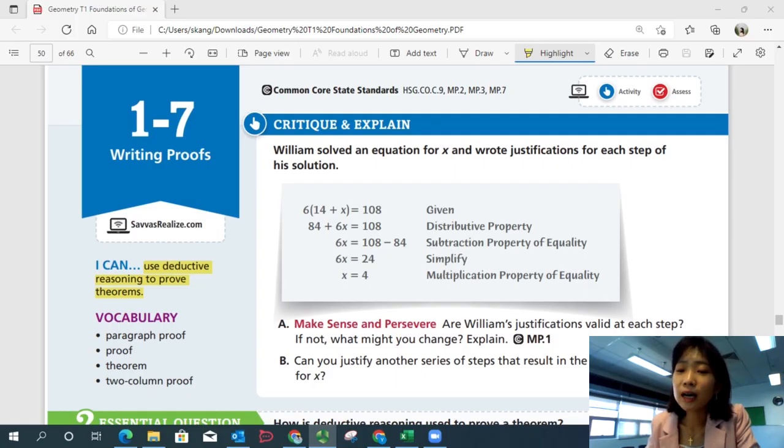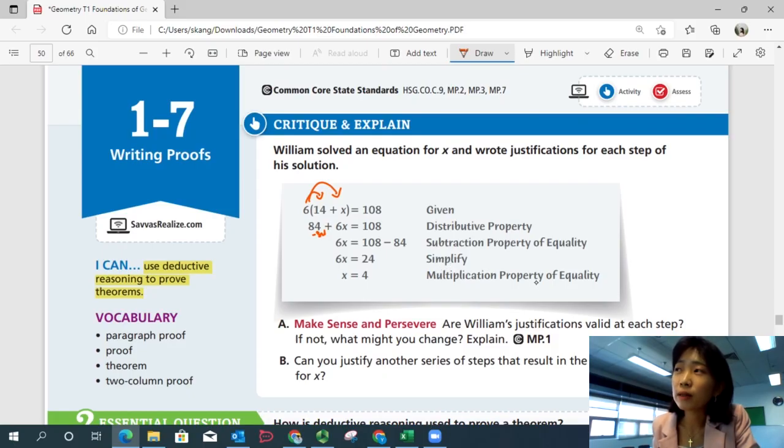So we start with 6 times parentheses 14 plus x equals 108, and that's given. That's where you start from. And then using distributive property, we distribute 6 out like that, and we have 84 plus 6x equals 108. And then using subtraction property of equality, we subtract 84 on both sides. And so 84 minus 84, you get 0, and then 108 minus 84. Then we simplify.